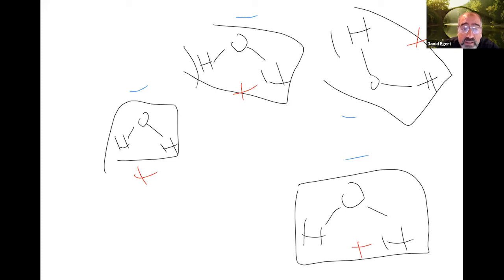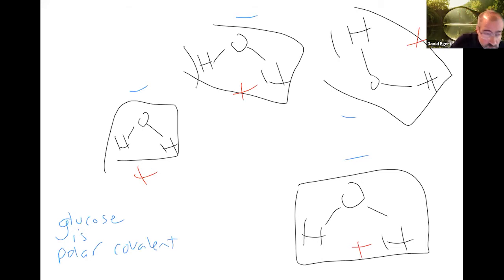If I take a polar molecule, let's say sugar, so glucose. Glucose is a polar covalent molecule. If we look at glucose, we'll look at this in more detail actually in lab. It's got oxygen in the ring, which has those lone pairs. It's got hydroxyls hanging off, which are always a sure sign you've got charge imbalance. So glucose.